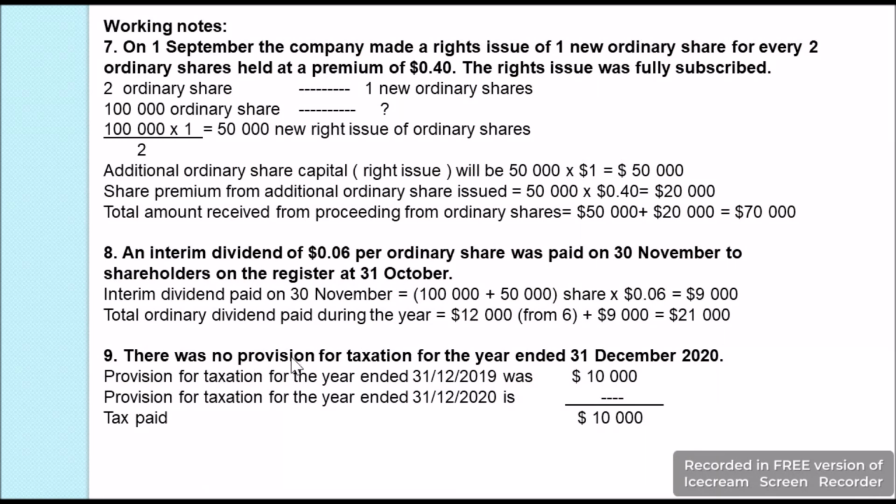And then there was no provision for taxation for the year ended 31st December 2020. So the provision for taxation in the beginning was $10,000, and there was no provision at the end. So the total tax which was paid was $10,000 during this period.